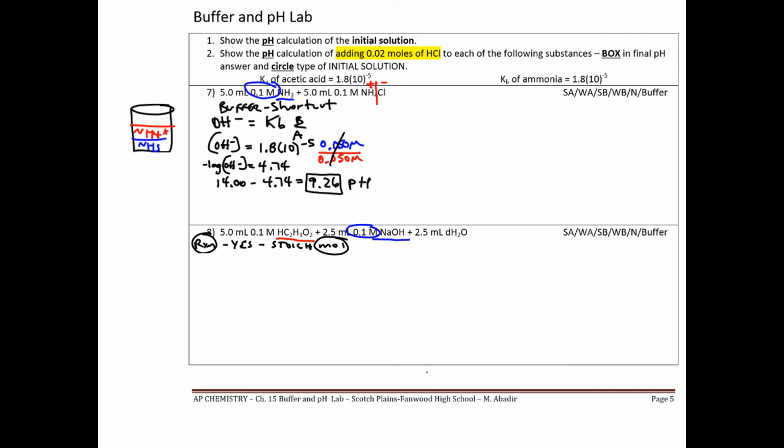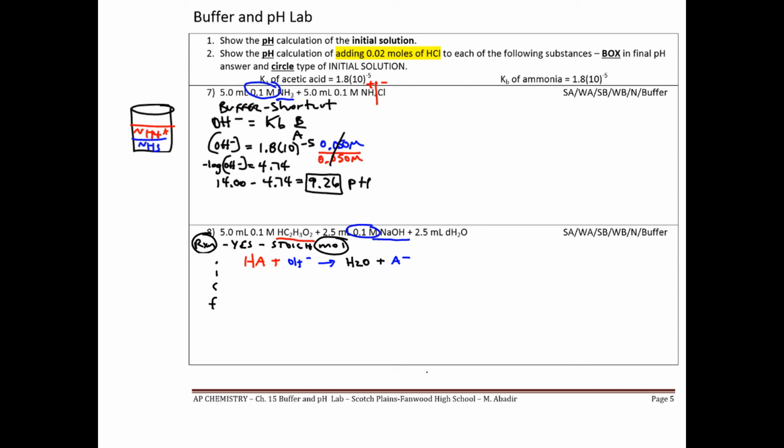So let's write the reaction. I'm just going to abbreviate HA for my weak acid. That's going to react with the hydroxide to make water. And you have the conjugate base of your acid, which is A minus. This is going to be a limiting reagent, ICF.